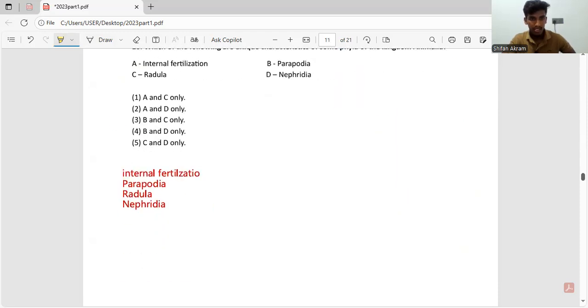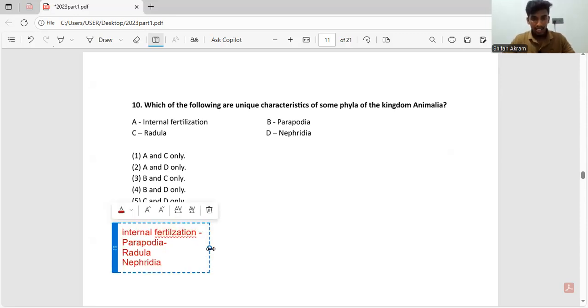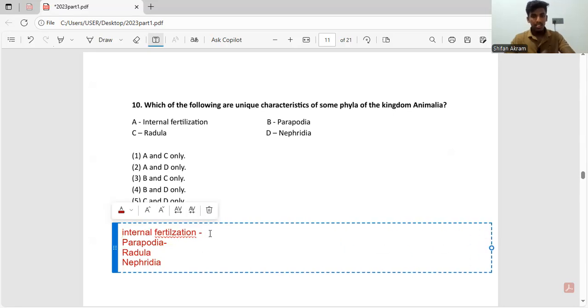Now let's go through the 10th question. Which of the following are unique characteristics of some phyla of kingdom Animalia? They have given 4 features: internal fertilization, parapodia, radula, and nephridia. Is internal fertilization a unique characteristic? No, right? Because a lot of phyla have internal fertilization. Nematoda has internal fertilization, Arthropoda has internal fertilization, and Chordata also has internal fertilization.